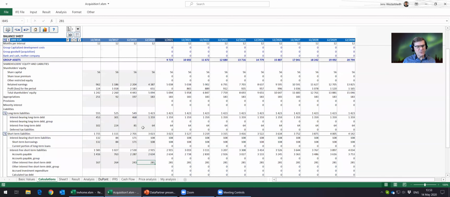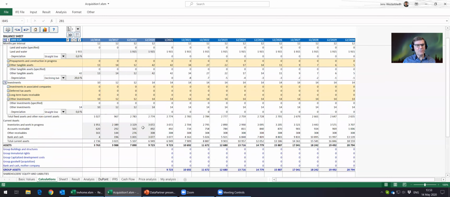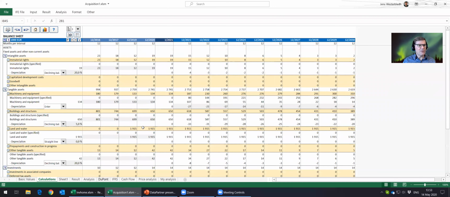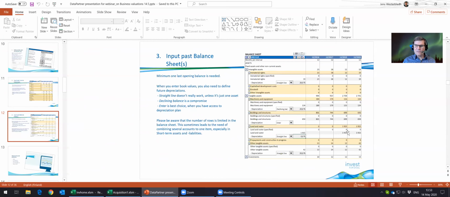But that's it. So it's not so many numbers to input. And they can be imported also. Let's see. Okay, we were ready with that.